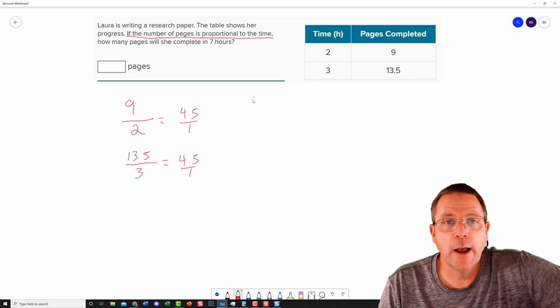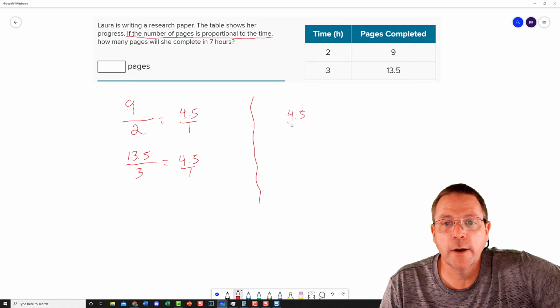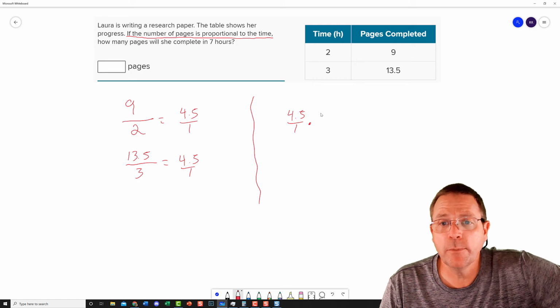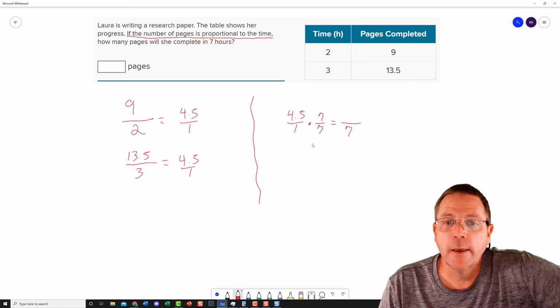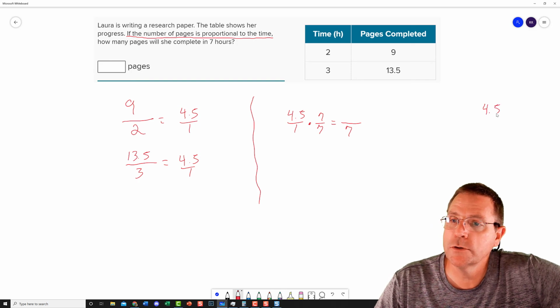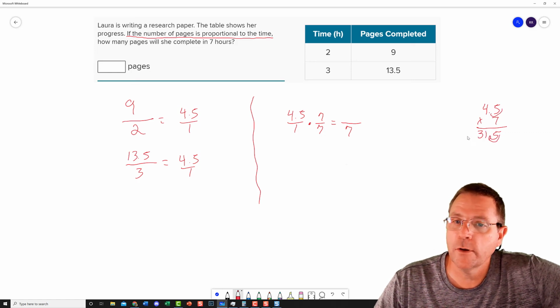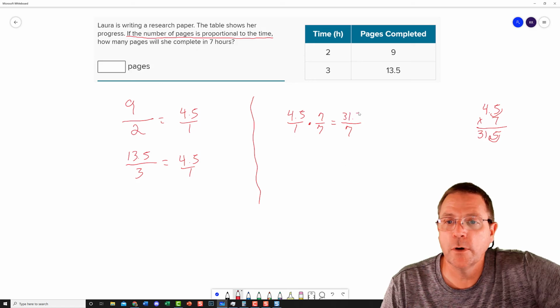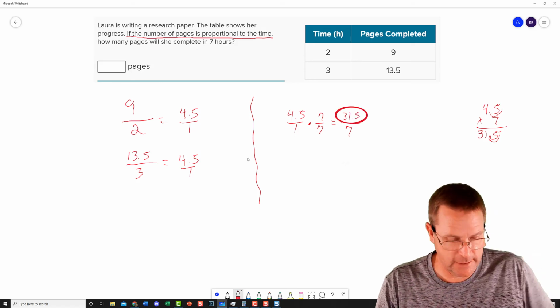Now, the question wanted to know how many pages she will do in 7 hours. So I'm going to take that 4.5 to 1 ratio and multiply it by 7 over 7. 7 times 7, well, that's easy. That's the bottom number. The top numbers can be a little more challenging, so let's do some grunt work here. 7 times 5 is 35. 7 times 7 is 28, plus 3 from the 35 is 31. Bounce your decimal once. She should do 31.5 pages in that 7 hours time.